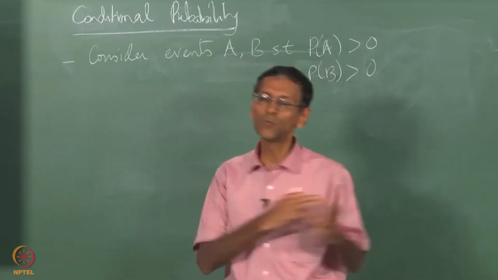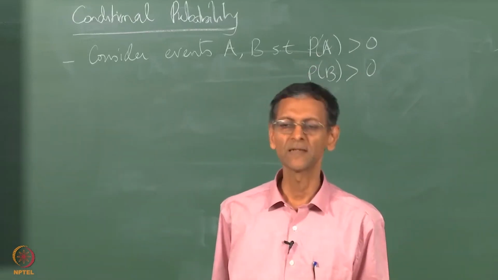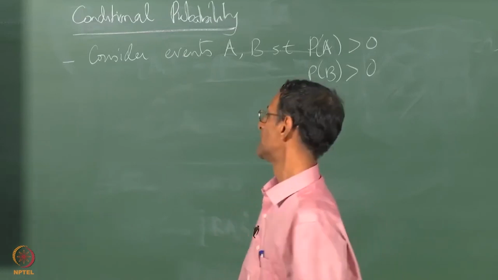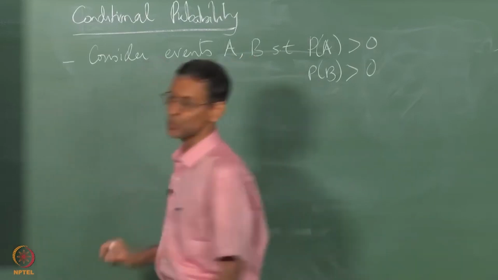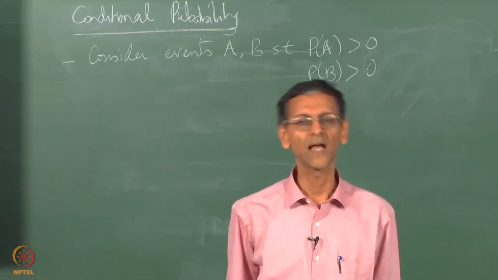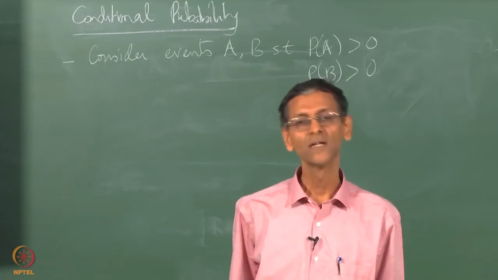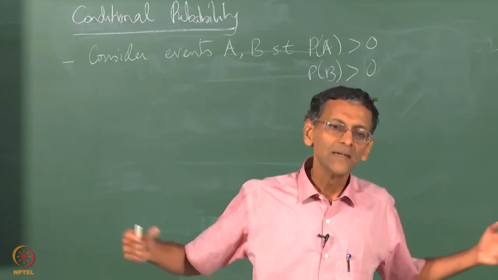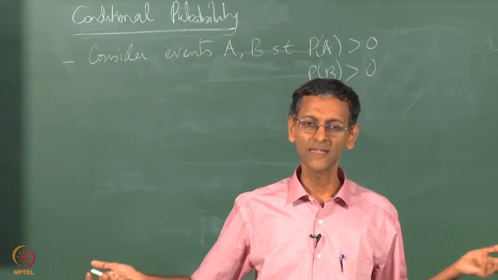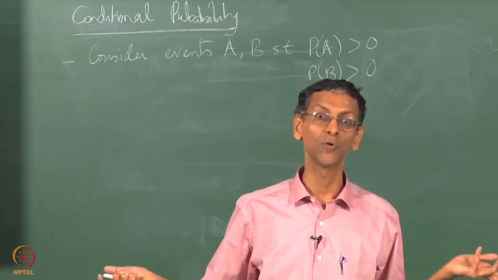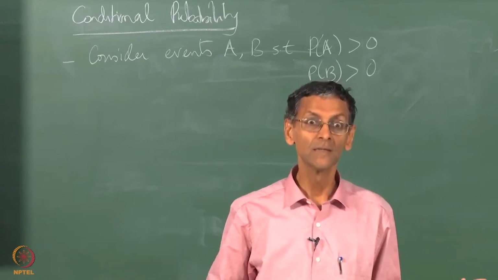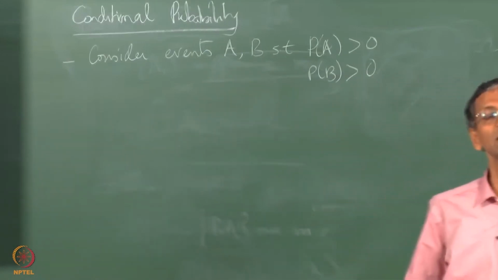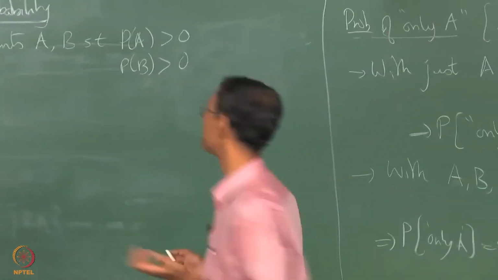So if you repeat an experiment a large number of times, you do observe both A and B. The question is, supposing somebody told you the event B has occurred, how does that change your perception about A? Does it increase the likelihood of A, or decrease it? It turns out that the answer can be both ways. If you know that B has occurred, then the likelihood of A occurring or not occurring can be very significantly different.